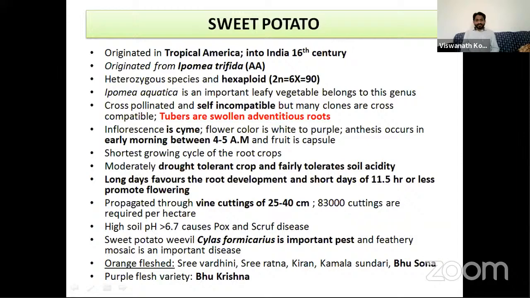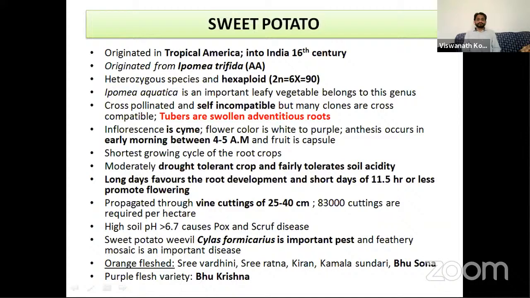High soil pH in sweet potato causes the pox and the scurf disease. There is a very important pest in the sweet potato. Like Euscepes postfasciatus is a very important pest in the brinjal, a menace in brinjal, in sweet potato Cylas formicarius, the sweet potato weevil, is a very big menace and a very important pest. So far, there is no remedy for this pest in the sweet potato. The sweet potato weevil, Cylas formicarius.